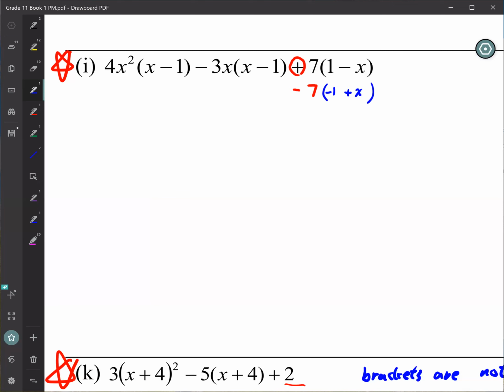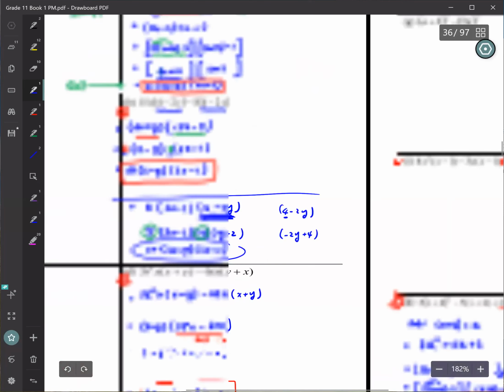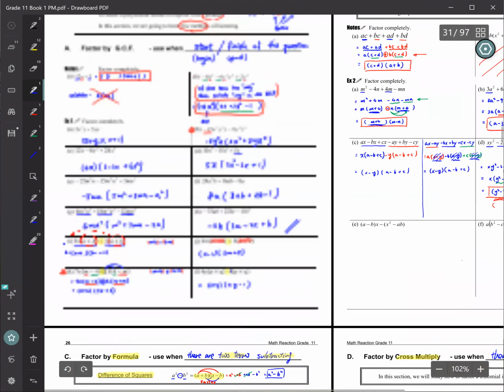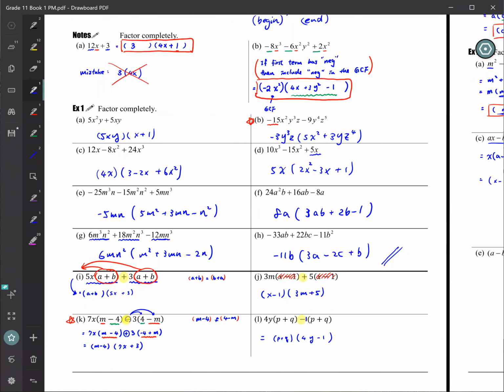Okay, so you guys, do you remember where we learned this? It's from GCF. Let me pull back. So our first method. You can look at your notes, page 24, and you go down to question K.